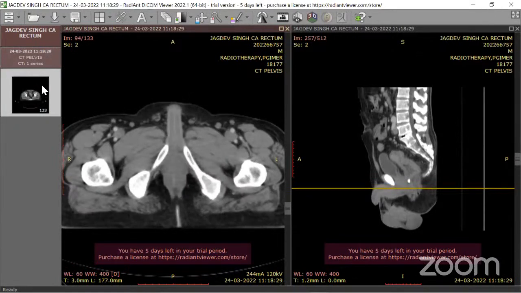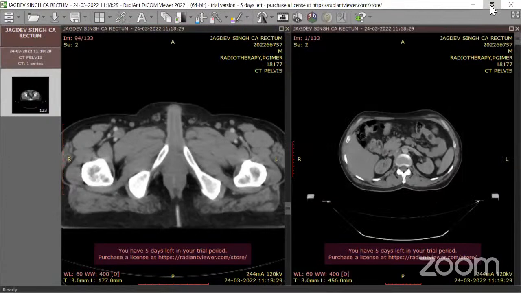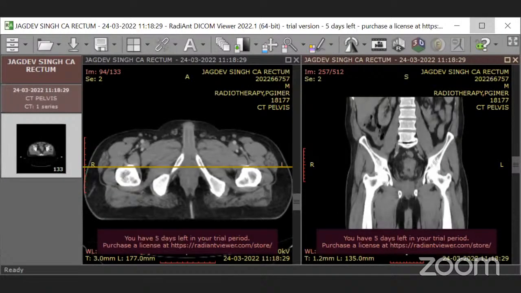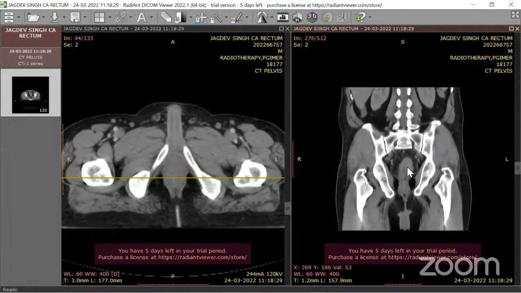You can very well see it in coronal if you want. Coronal, I will show you. This is the coronal view. So here you can see, this is the rectum, and this is the growth which you can see, and this is the levator ani muscle.